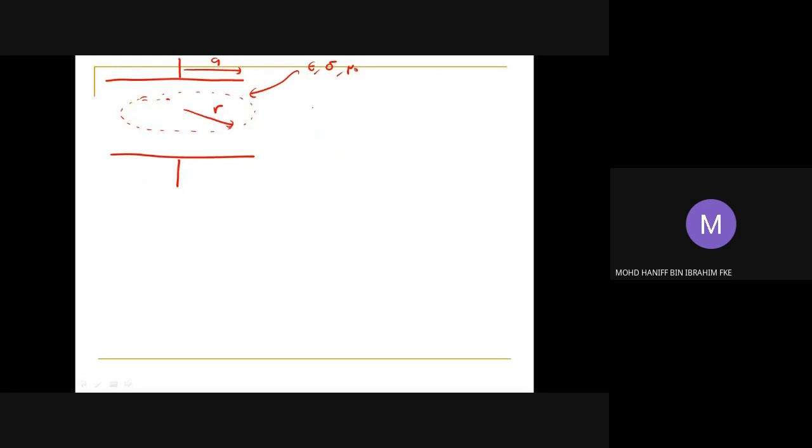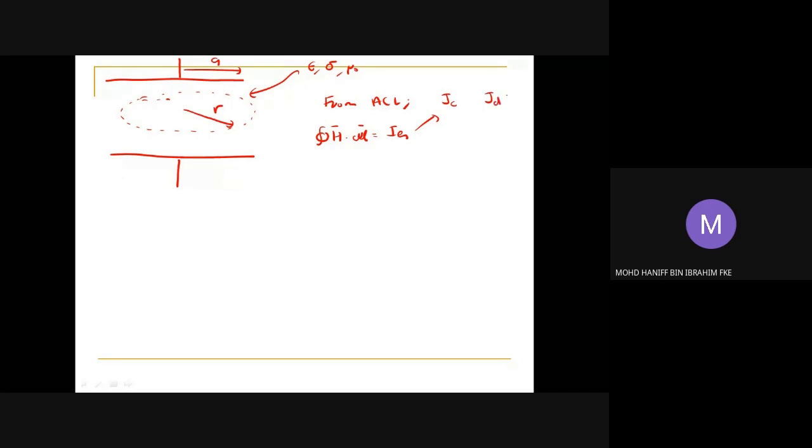So from Ampere's circuital law, the closed line integral of H dot dl equals the I enclosed. For this particular case, since we have a lossy dielectric in the capacitor, your I enclosed will consist of two currents: a contribution from the JC and also a contribution from the JD. So we're going to have two currents here.